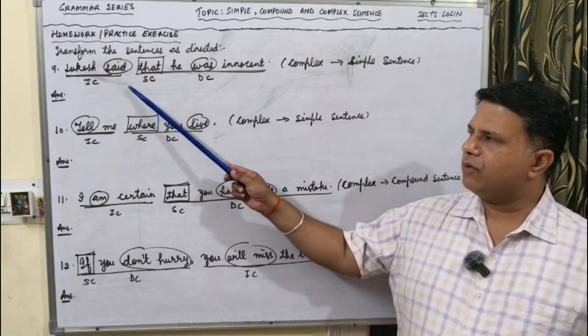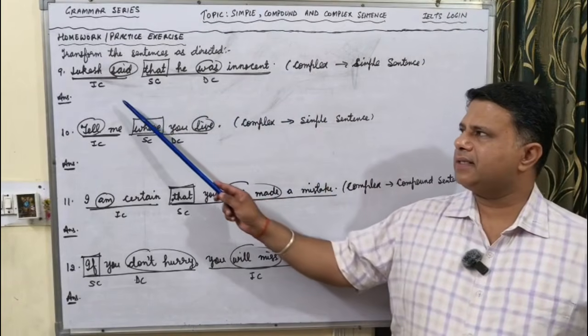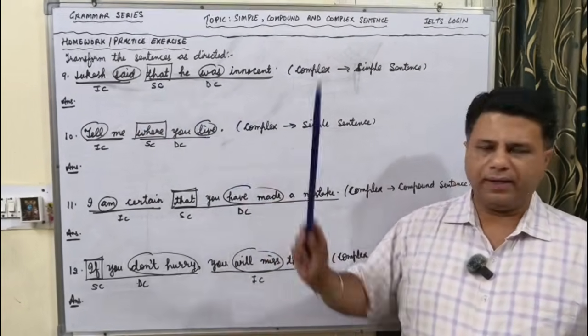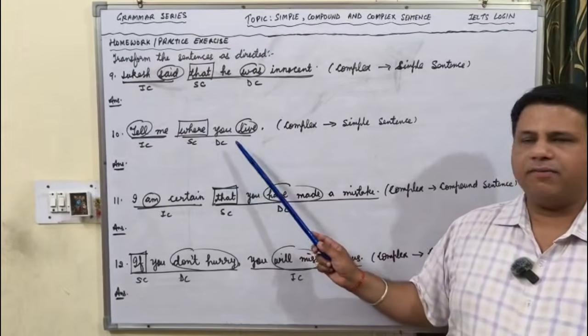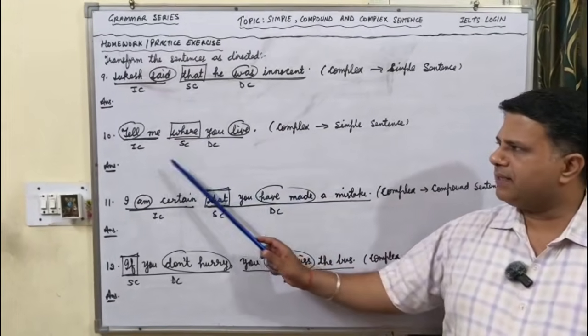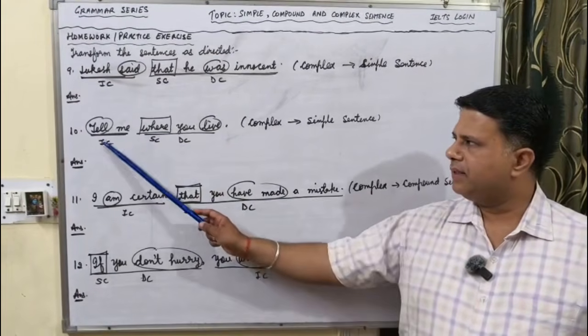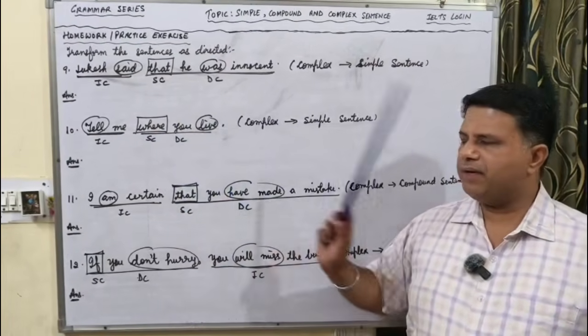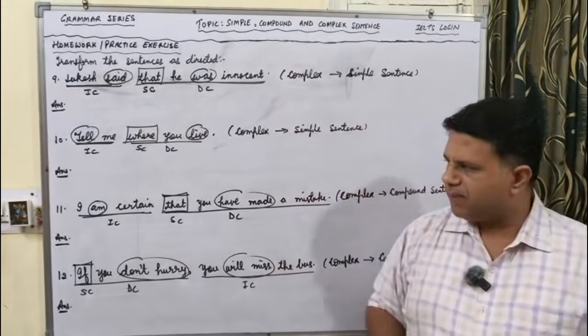So 9th sentence, Lukesh said that he was innocent. This is a complex sentence, independent, dependent and subordinating conjunction. These are the verbs, was and said. Then second, tell me where you live. So this is a complex sentence, independent clause, dependent clause and subordinating conjunction. These are the verbs. Tell me where you live. So these 2 are complex sentences, change them into simple sentences.